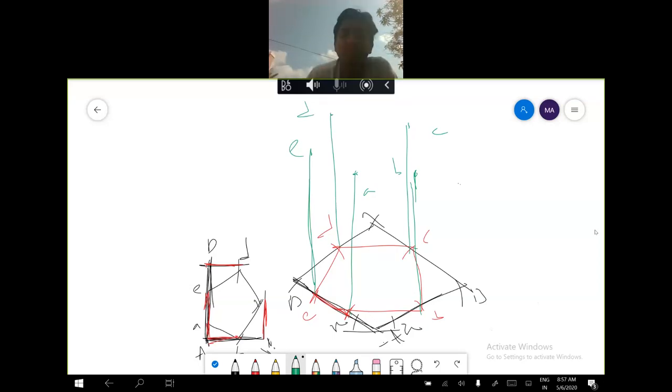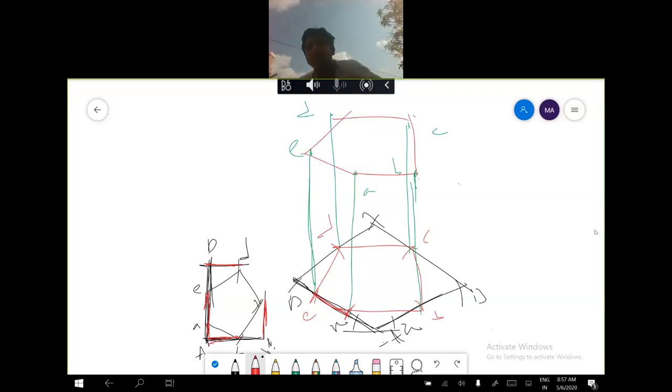I will join all the points with a freehand. A, B, C, D, E. Understand? You will get a pentagonal prism like this. Like this you can draw. In this one, the hidden parts will be drawn with a yellow line.